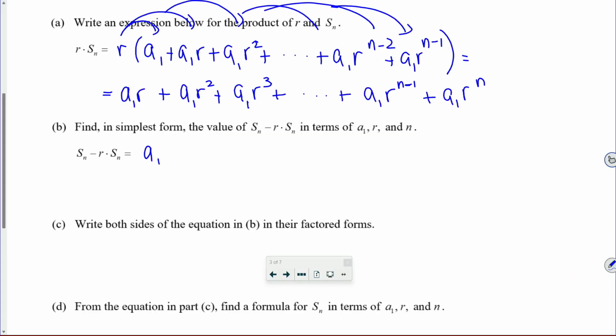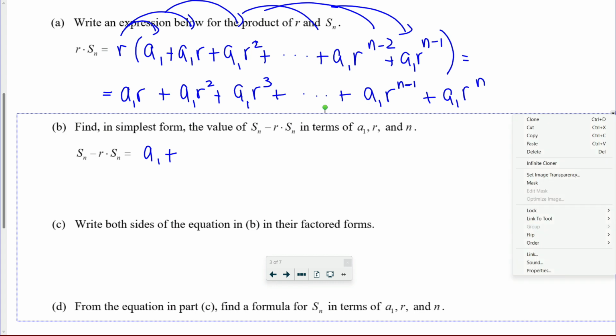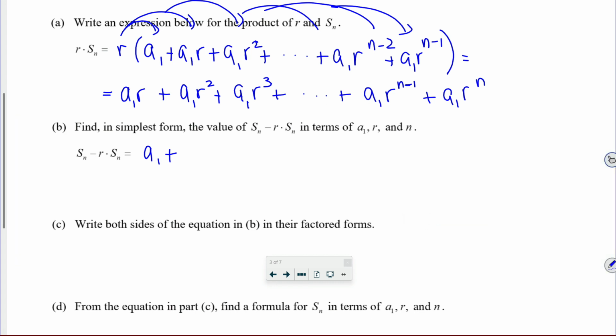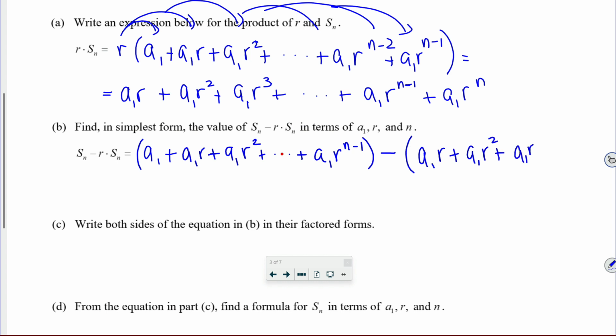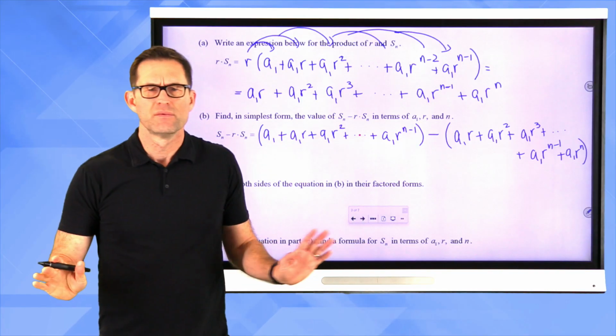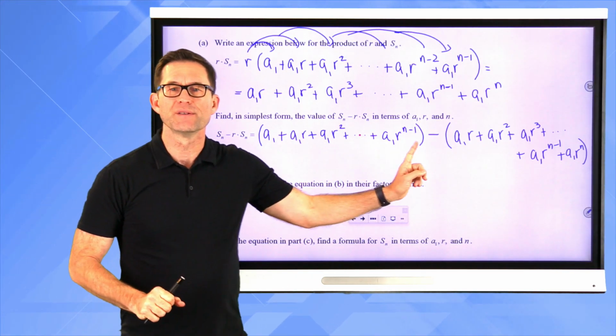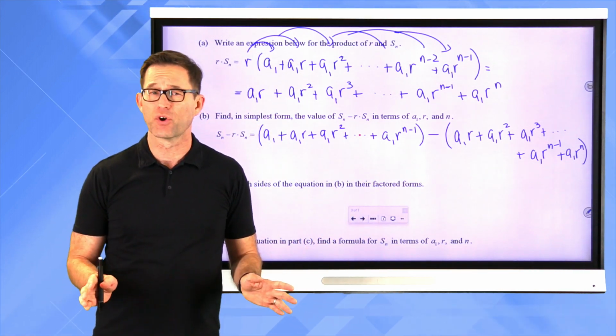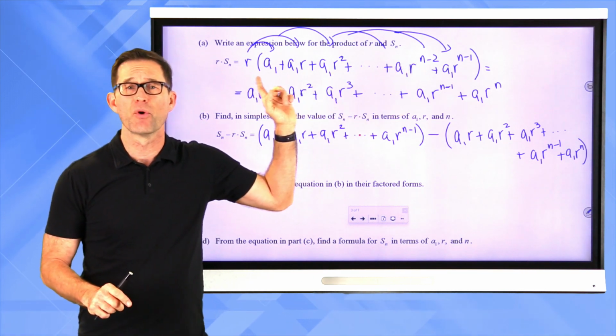So s sub n was just a1 plus a1r plus a1r squared plus dot, dot, dot, plus a1r to the n minus 1. That's my s sub n, minus r times s sub n, which is a1 times r plus a1 times r squared plus a1 times r cubed plus dot, dot, dot, plus a1 times r to the n minus 1 plus a1 times r to the n. Now please note, whatever these expressions are equal to, they have the same number of terms, because all I've done is taken the original expression and multiplied everything by r.